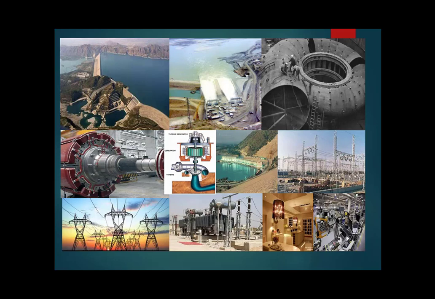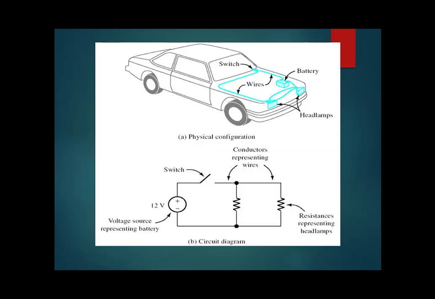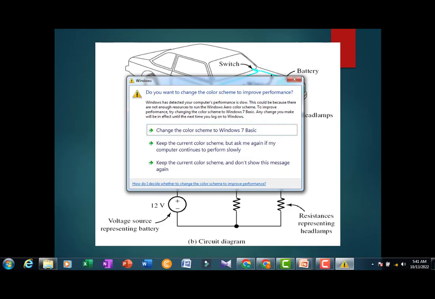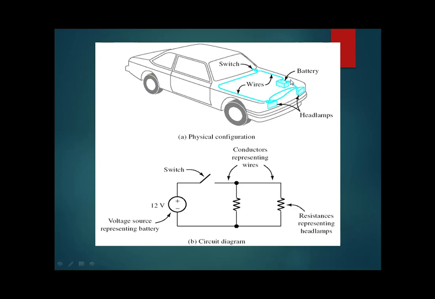In this example, you see the use of electronics in different fields, like electrical and electronics, like in power generation, transmission, distribution, in every aspect of life. This is an example of an electronic circuit, where we see the physical configuration and the circuit diagram. You see there is a 12-volt battery, which we can control by using a switch, and there are some connecting wires and some resistive elements, like an output device in this configuration.